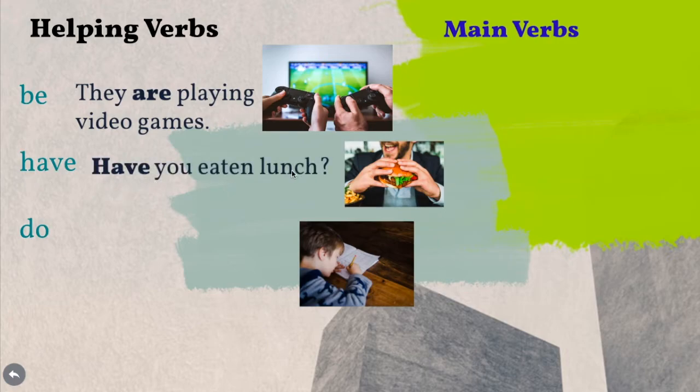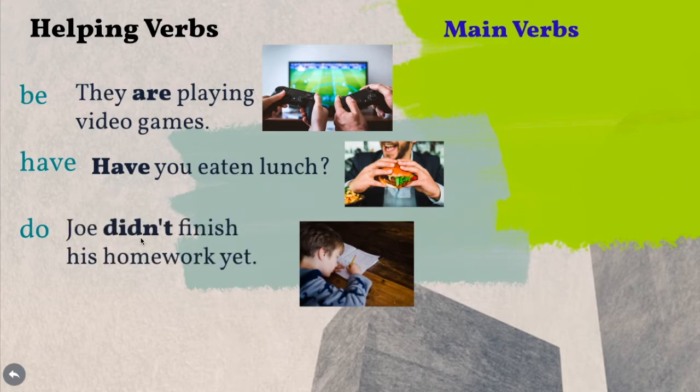How about this one, have? Have you eaten lunch? Probably not yet. You must be getting hungry. So eaten is the main verb here, but have is just a helping verb. And how about with do? Joe didn't finish his homework yet. Bad boy, Joe. So didn't here is a helping verb. The main verb is finish. So we commonly see be, have, and do as helping verbs.